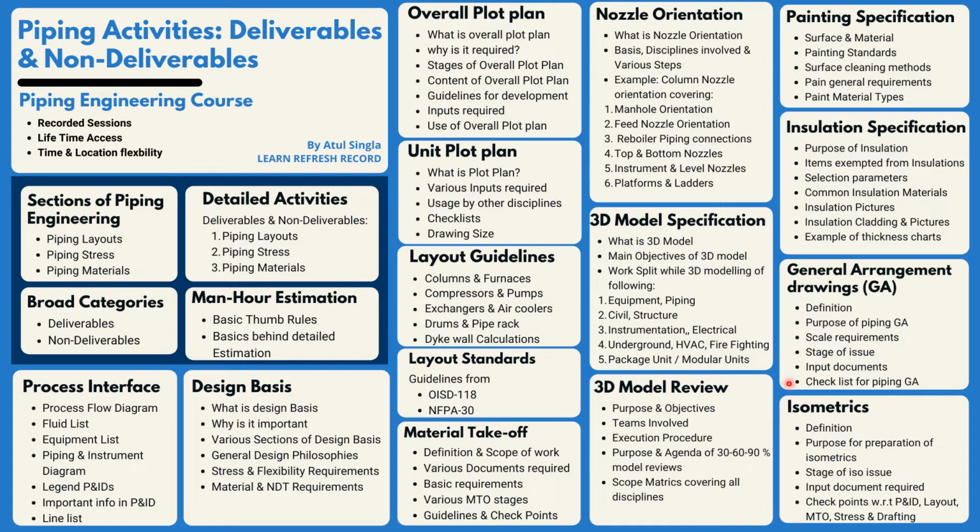Then isometrics. Isometric is again one of the very critical deliverables from the piping side. This contains each and everything with respect to the design activities. This is one of those deliverables which will be used at site to carry out various critical activities. So we'll look into the definition, the purpose of these isometrics, various stages of ISO issue, and the documents which will be required to generate this deliverable. Then we look into the various checkpoints with respect to P&ID, layout, MTO, stress, and drafting. So this is how we are going to cover this section.